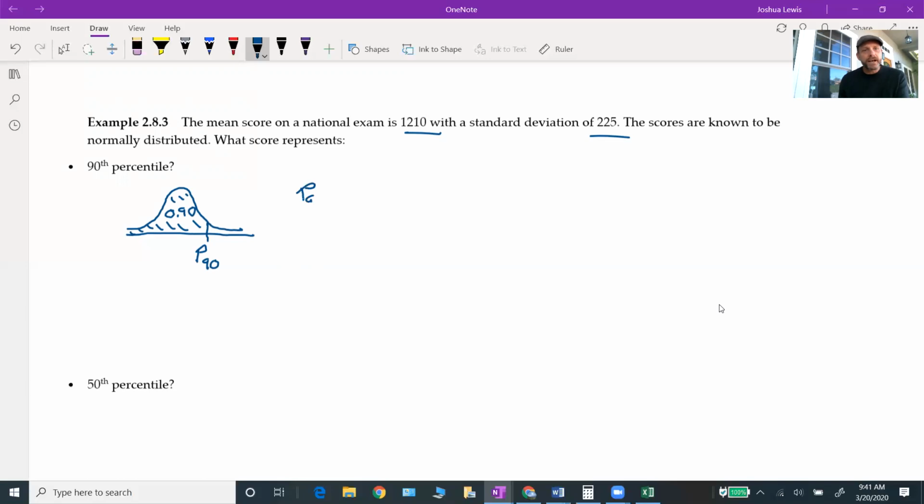And so P90 is going to be, well, again, we need to find a score corresponding to an area. So norm dot inverse, and then we have a probability of 0.90. But this time what we're going to do is instead of looking at the mean and standard deviation as 0 and 1, we're going to treat it in context. The mean is 1210. The standard deviation is 225. And so let's go over here to Excel and let's see what we get.